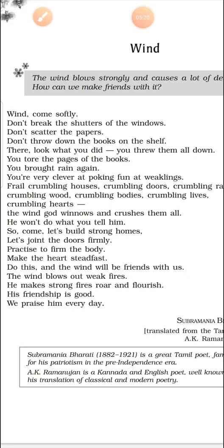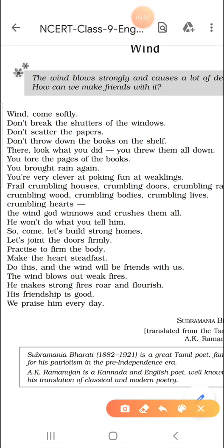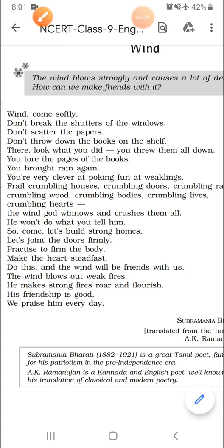And you can see the word don't here. Then you can see you. These are anaphora. Alright. Now let's start our poem.